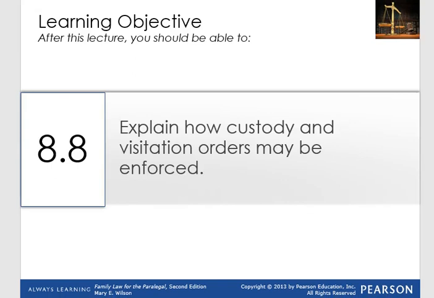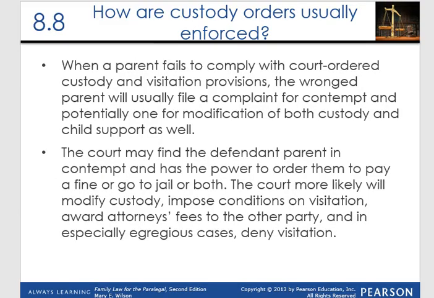Explain how custody and visitation orders may be enforced. When a parent fails to comply with court-ordered custody and visitation provisions, the wronged parent will usually file a complaint for contempt and potentially one for modification of both custody and child support as well. The court may find the defendant parent in contempt and has the power to order them to pay a fine or go to jail or both. The court most likely will modify custody, impose conditions on visitation, award attorney's fees to the other party, and in especially egregious cases deny visitation.